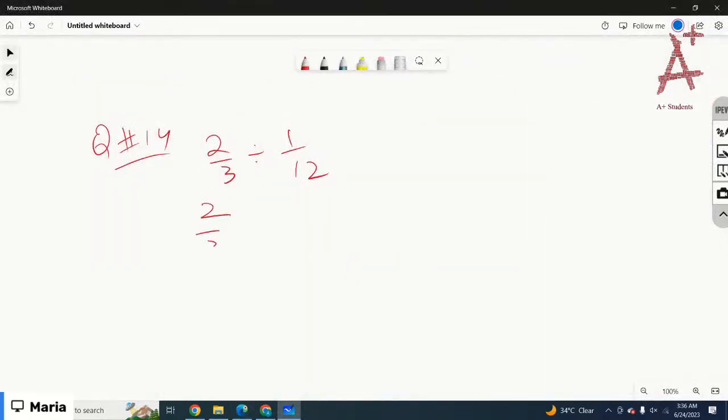Let's just divide 2 over 3, multiply by 12 over 1. 3 times 4 is 12 and 4 times 2 is 8. That means that in 2 over 3 hours, he can clear 8 tables. Got it?